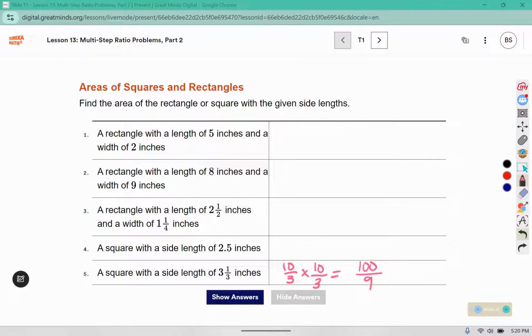100/9. I don't need you to simplify. You can leave it like that, but if you want to simplify, you can. Go ahead and complete the other 4 problems in your composition book before moving on to the next slide.